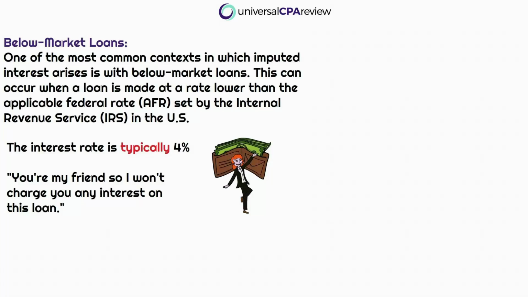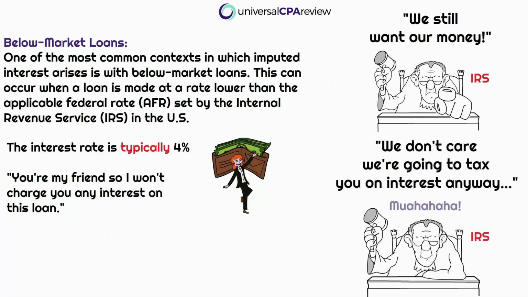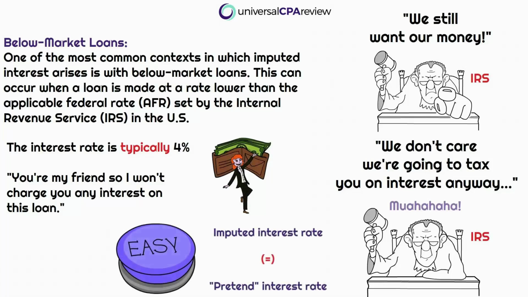Okay, so the IRS is basically saying, hey, wait a minute. We make our money by taxing interest. We still want our money. So the IRS, being the IRS, says, you know what? We just don't care. We're going to charge you interest income anyway, even if you didn't make any interest on this transaction. Okay, so the IRS is going to slap on what's called this imputed interest rate. So you could think of this as the pretend interest rate, and that's so that the IRS gets its money.